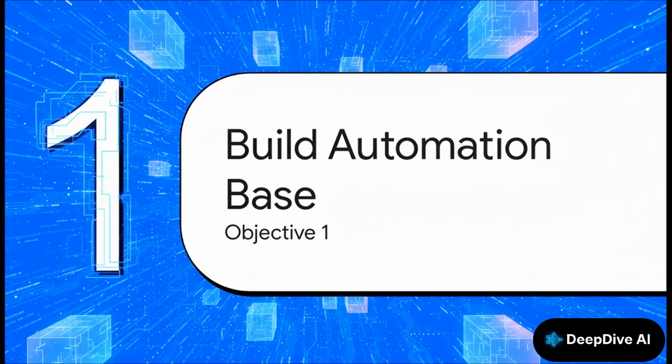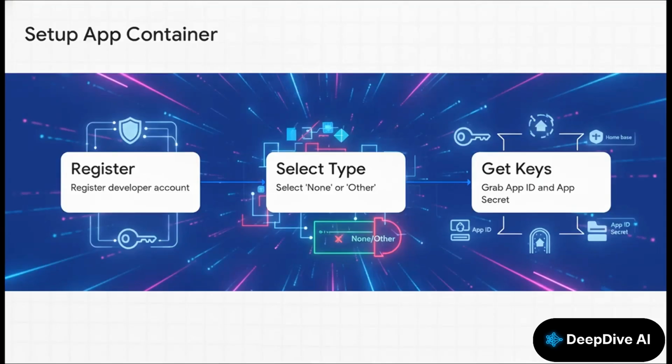Objective 1. Building your automation base. So before you can actually automate anything, you need a safe home base in the Meta Developers Platform. This is literally the foundation of your app container, and setting it up correctly from day one is the absolute secret to avoiding friction later on. Step 1 is just heading over to the Meta Developers Platform and registering an account.